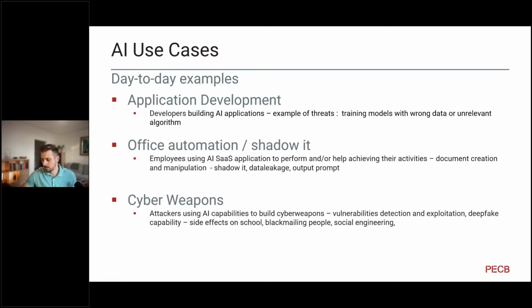deepfake capability. Currently, we have a lot of applications online that are very easy to use, such as DeepFaceLive, SimSwap, and GHOST, which is a generative high-fidelity shot transfer. So we can use images and video to impersonate people. It will have a lot of impact, not only now, but in the future, as side effects in schools, using these images and videos as blackmail for people, and also for social engineering.